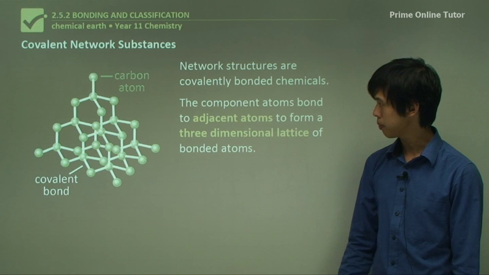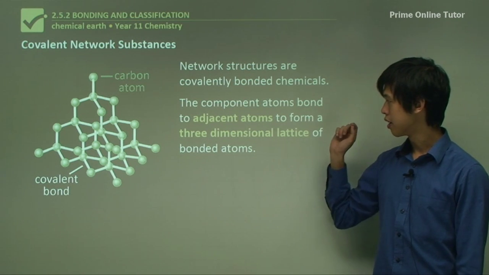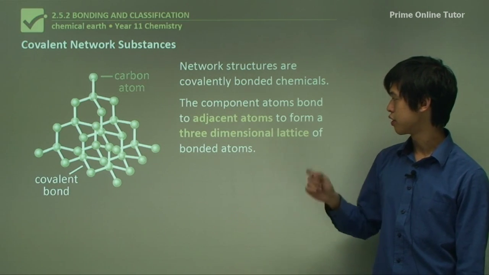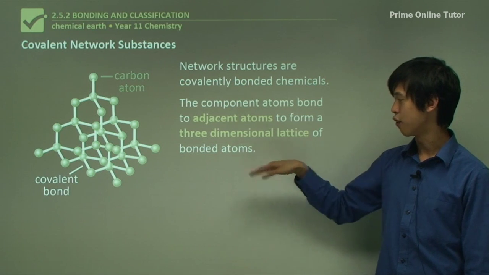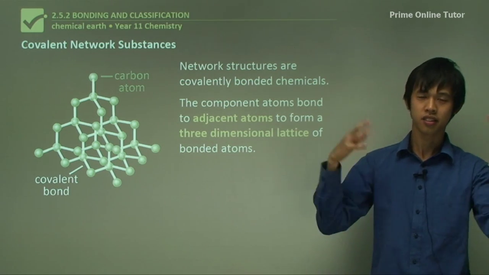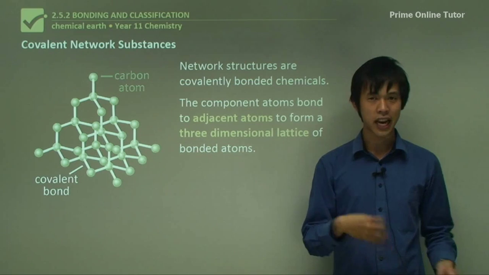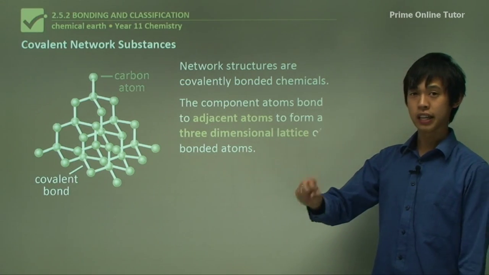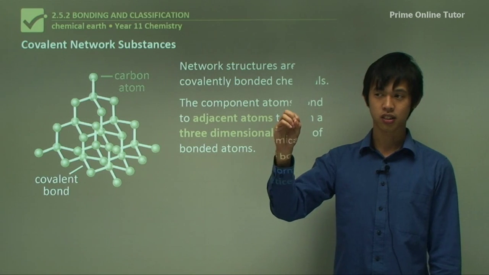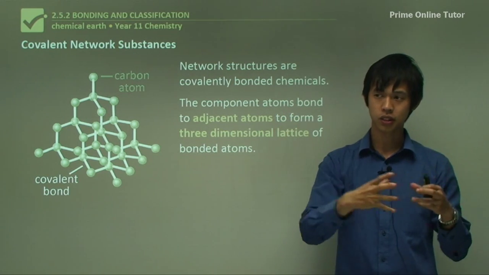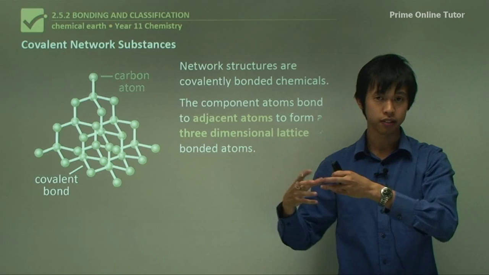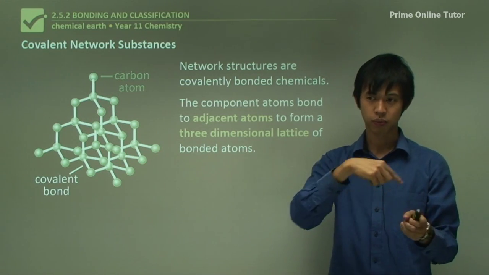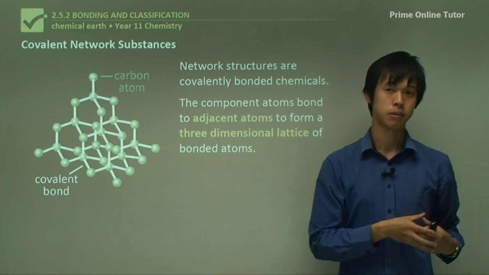But the component atoms bond to adjacent atoms to form three-dimensional lattices of bonded atoms. Okay, there's all these words here that I'm throwing around: components, atoms, adjacent, three-dimensional. But remember, in the covalent molecular, we had just groups together, little aggregates by themselves, and they didn't want to link together with other ones.